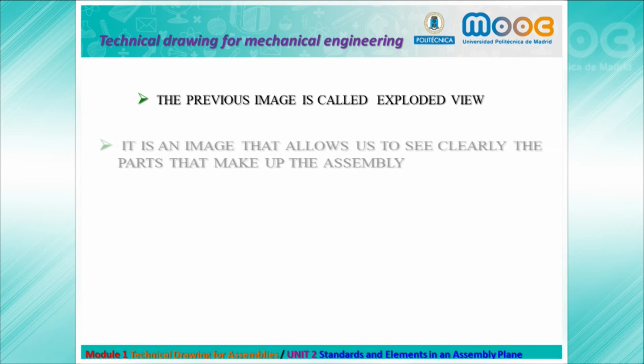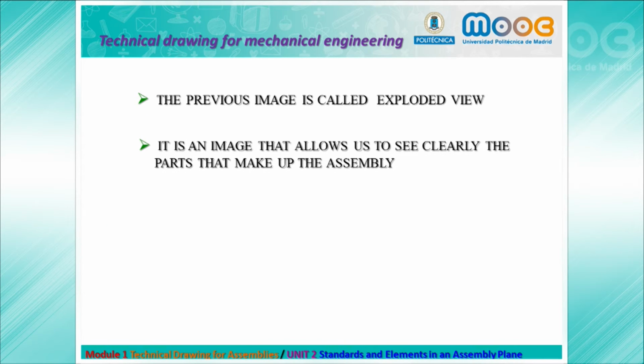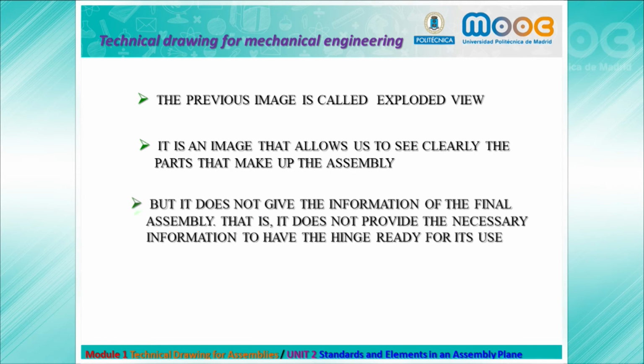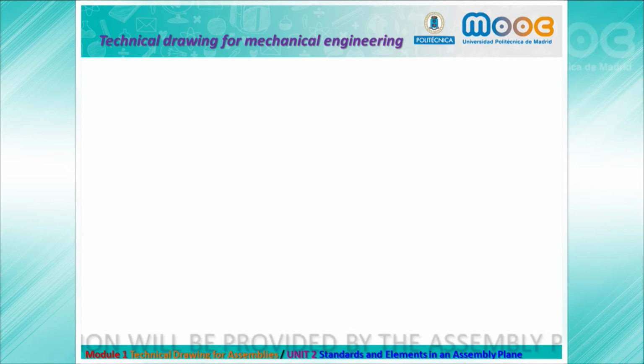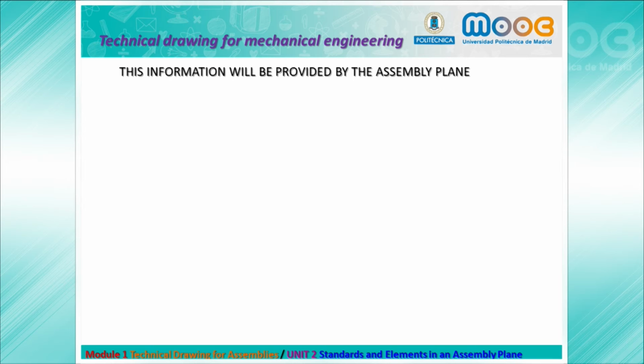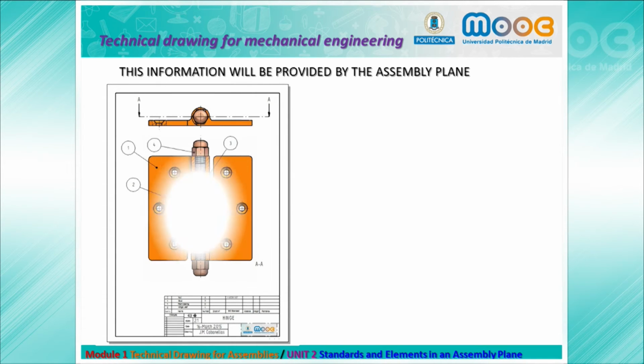The previous image is called exploded view. It is an image that allows us to see clearly the parts that make up the assembly, but it does not give information of the final assembly. That's it. It does not provide the necessary information to have the hinge ready for its use. This information will be provided by the assembly plane.